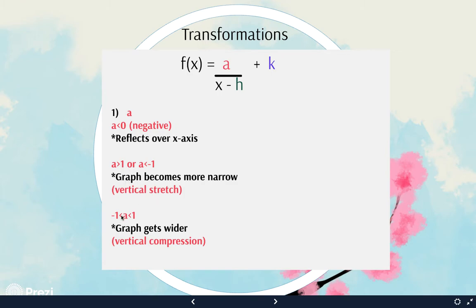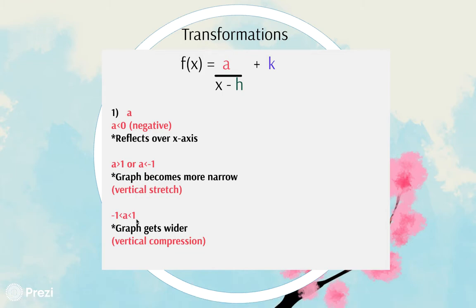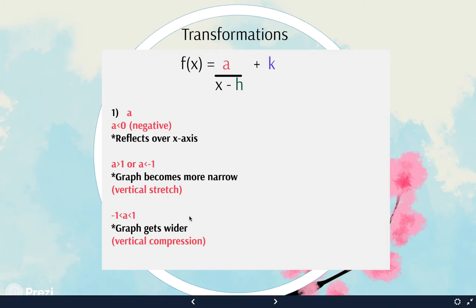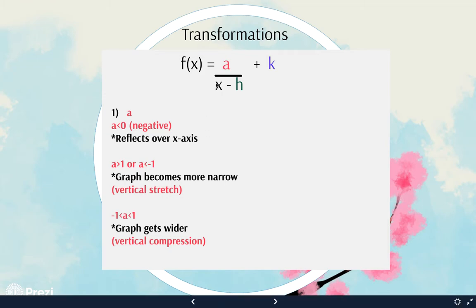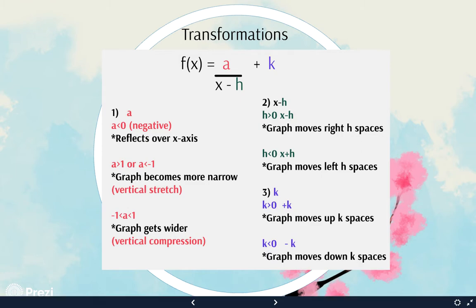And when it is a fraction, or in between negative 1 and 1, your graph gets wider, which if you think about compressing something vertically, smushing it down vertically, it will make it get wider. Okay, so same thing as before. Complete review.